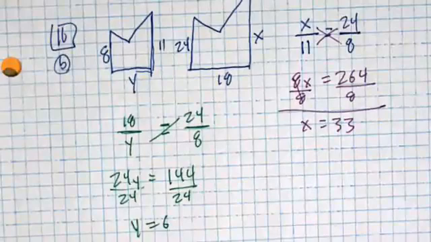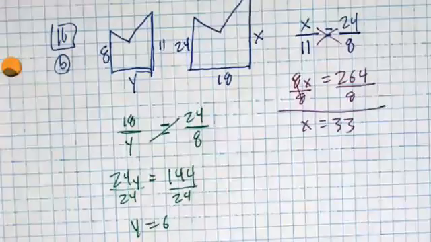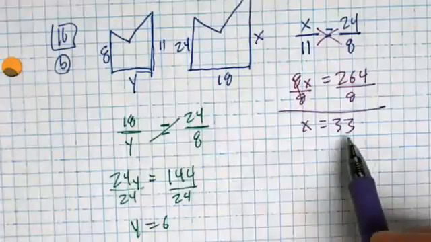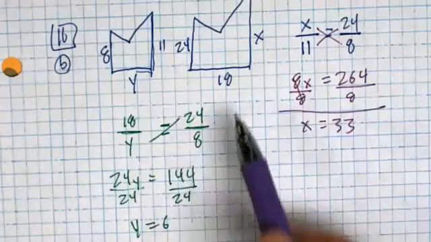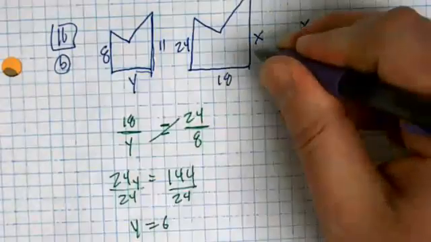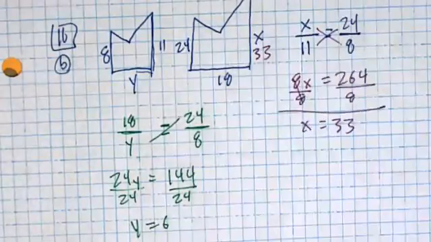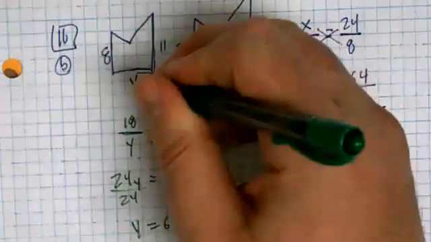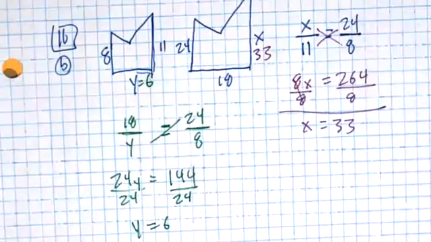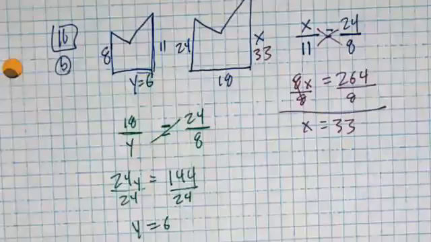Can anybody think of a way that we could check this? I was really firm last week when we were working on the checkpoint problems. You guys check your answers. How do we check your answers here? Yeah, we could put it back into the ratio equation. We could put it back into the picture too. I'm going to start with the picture. Oftentimes, if I put it back into the picture, that's easier for me than going back into the equations. And I think I can see that this is correct.